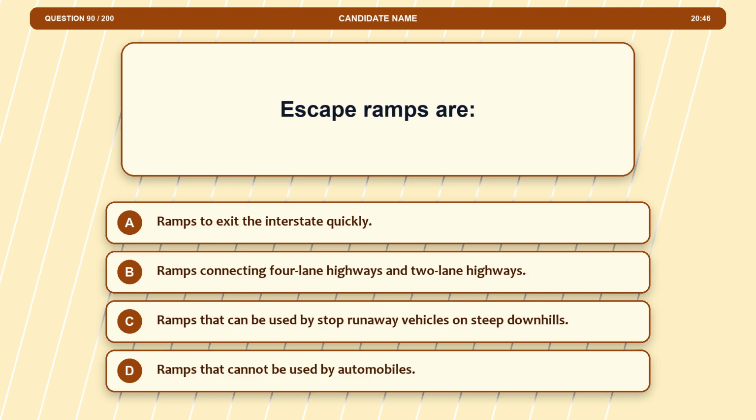Question 90. Escape ramps are. Option A, ramps to exit the interstate quickly. Option B, ramps connecting 4-lane highways and 2-lane highways. Option C, ramps that can be used by stop runaway vehicles on steep downhills. Option D, ramps that cannot be used by automobiles.